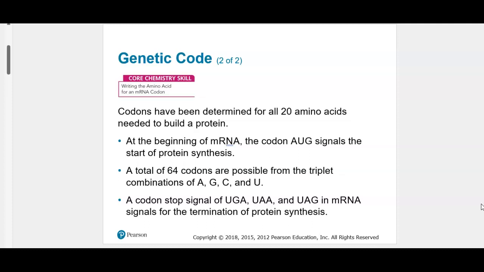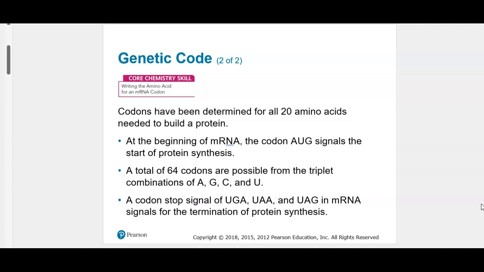So the first amino acid in every protein is essentially methionine. Most of the time it might be removed enzymatically, but the initial protein that comes off the ribosome is going to start with methionine. Eventually, like I said, it might be removed. Proteins do get modified after they're synthesized.